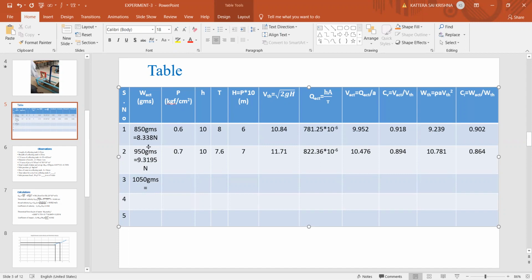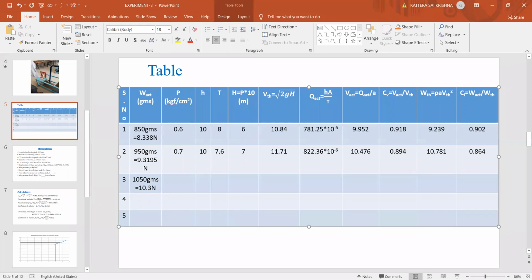Yes, can anybody get this value? 1050 in kgs, that's right. 10.3005, so 10.3 Newton. If you have two more digits, you can write them there. What was audible to me, I have written 10.3.